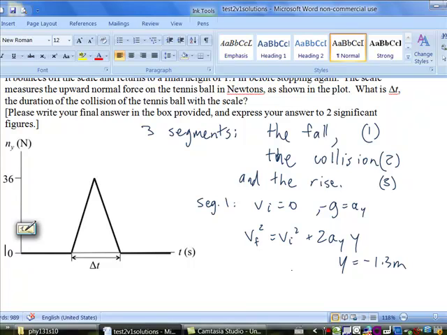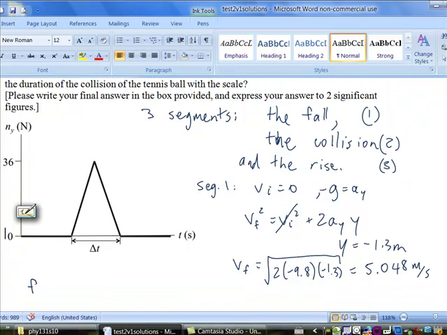Okay, and then V initial equals 0, so this goes to 0, so V final is equal to the square root of 2 times negative 9.8 times negative 1.3. The final speed there is equal to 5.048 meters per second. Now that becomes the initial speed, so final for segment 1 becomes initial for segment 2, right? During the collision.